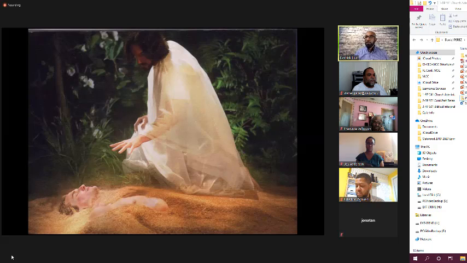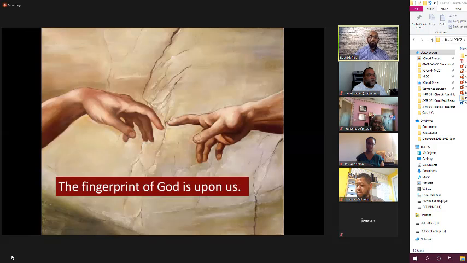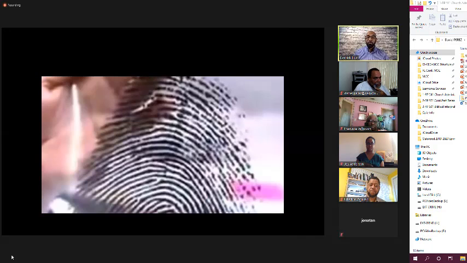And when Jesus Christ made us, he made us as balanced individuals, balanced human beings. The Bible reminds us that he breathed into us the breath of life, and we became a living soul. When we came forth, God created us as mental, physical, social, and spiritual beings, right? And all of those things were supposed to be in balance. And the fingerprint of God is upon that which he has created.